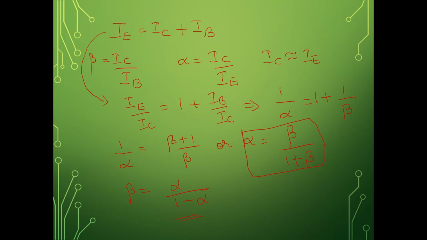So the collector current can be expressed in terms of base current as beta IB, and alpha and beta constants can be expressed in this way. In the next video we will see how the transistor operates as a switch.